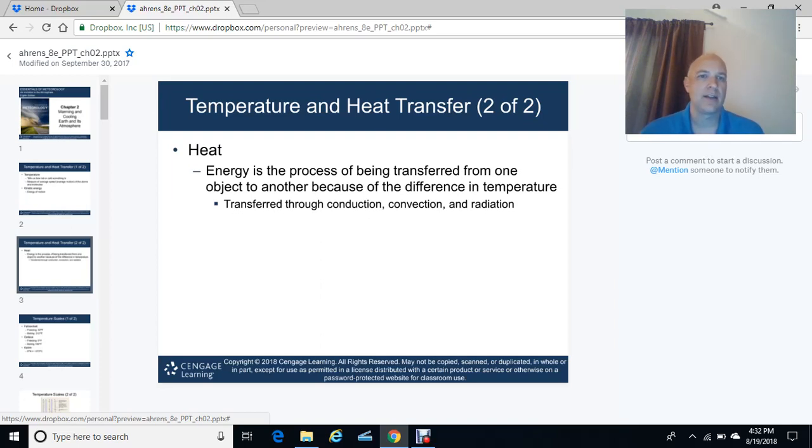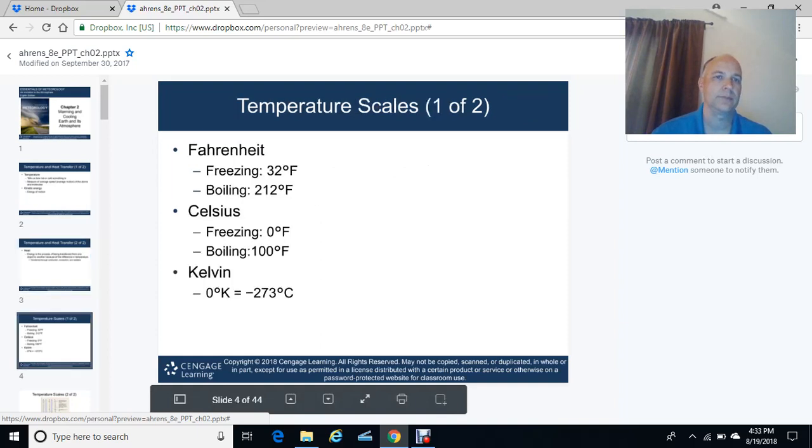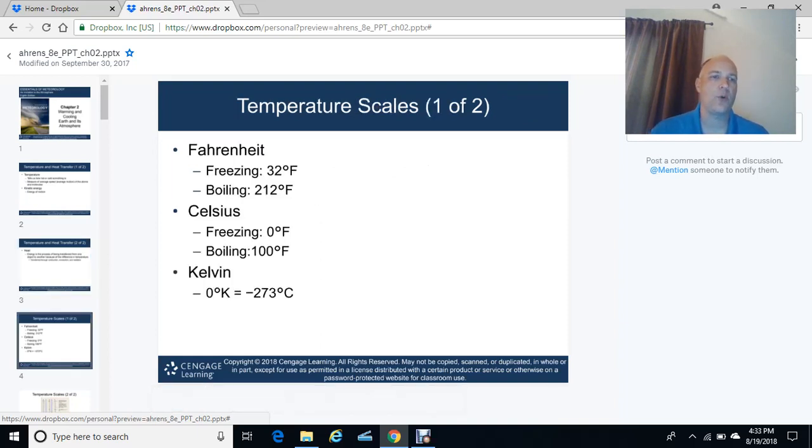All right. When we talk about heat transfer mechanisms, there are some very essential ones we need to cover for meteorology. We will be talking about conduction, convection, and radiation, and we'll get more into that in a little bit. Also, when we talk about temperature, we need to talk about temperature scales, and we usually measure temperature in three different scales.